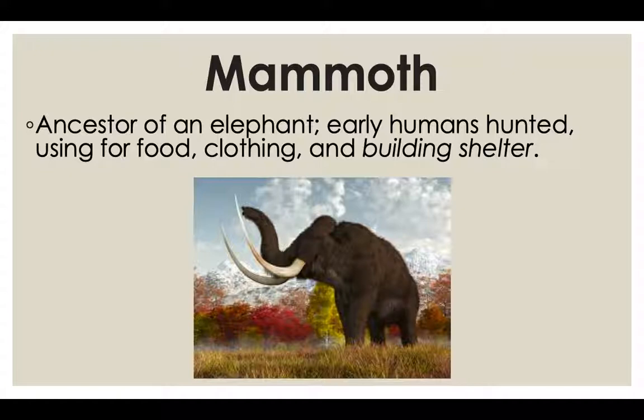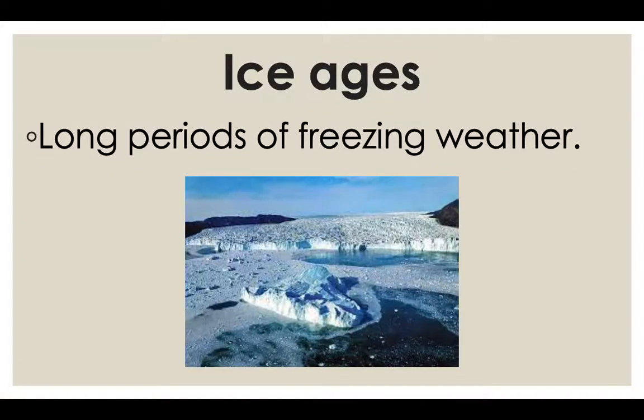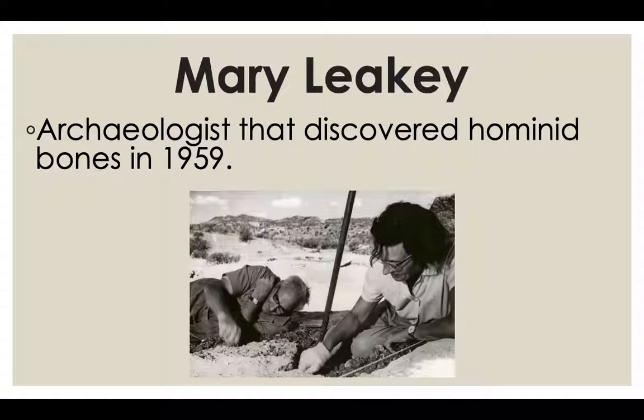A mammoth is an ancestor of an elephant, and it's important that you know that early humans hunted them for food, clothing, and building shelter. I need you to remember that early humans would build shelters from mammoth bones. Okay? Mary Leakey was an archaeologist that discovered hominid bones in 1959. We watched that video with the paper cutouts of her a few weeks ago.